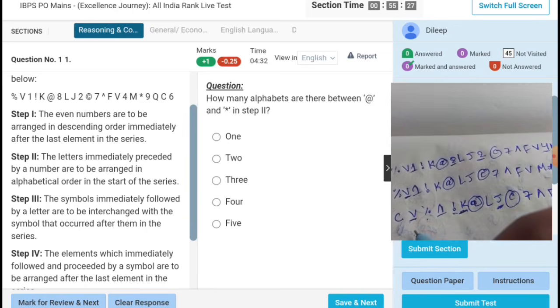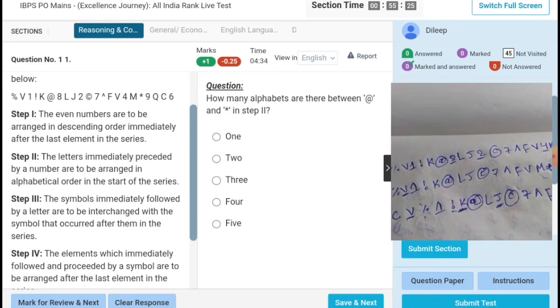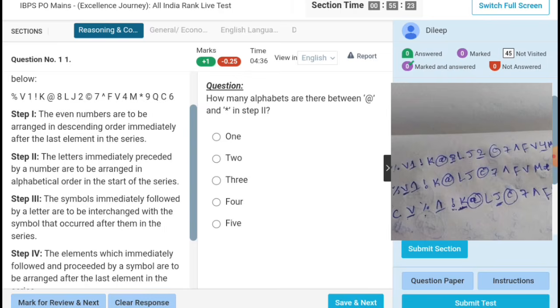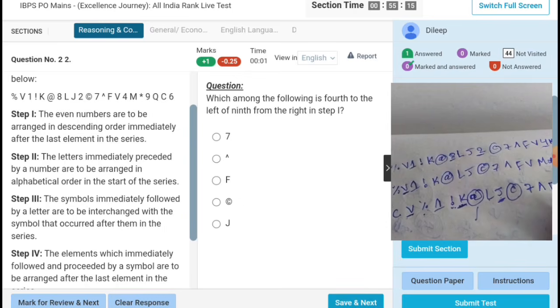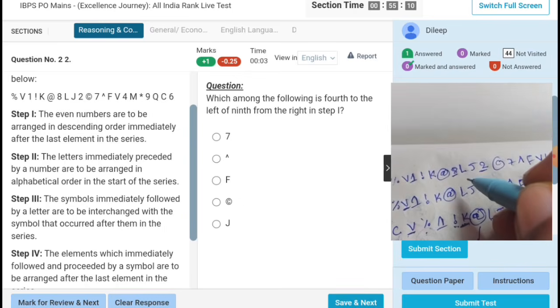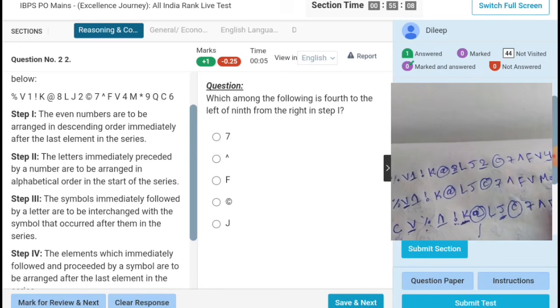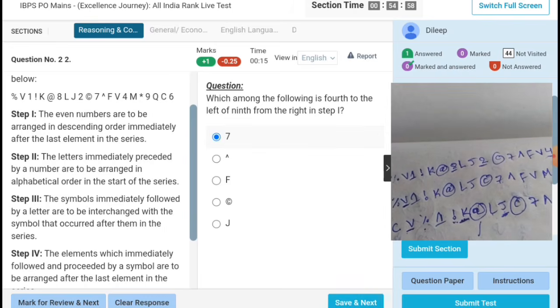So in step 2, star and how many alphabets? 1, 2, 3, 4, 5. So among the following, 4 to the left of the 9th from the right end. 3, 4, 5, 6, 7, 8, 9. So the answer is 7.